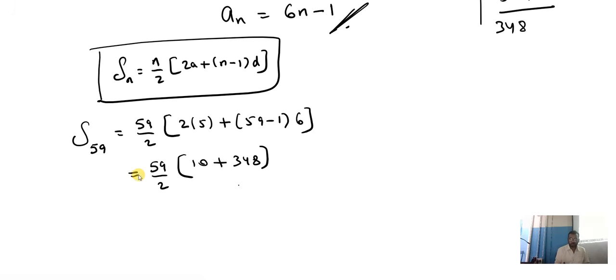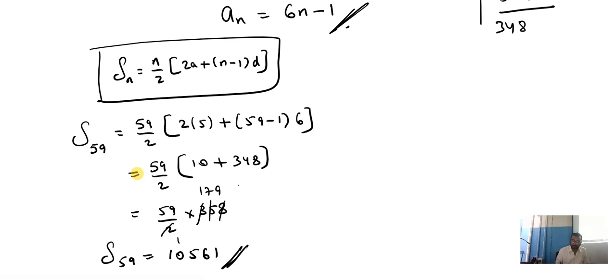Is this clear? Then 59 by 2 into 348 plus 10 is 358. 2 1s are 2, 2 7s are 14, 2 9s are 18. Can you multiply and tell me? 59 into 179? Answer? 59 into 179 is 10,561. This is the sum of first 59 terms.